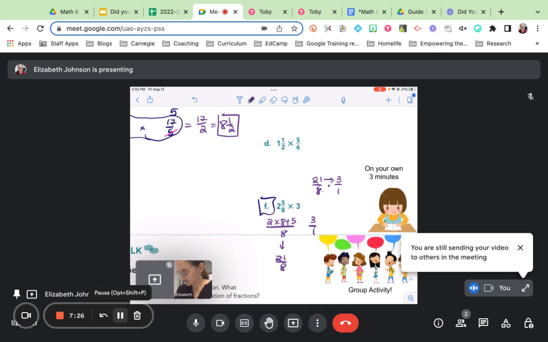21 times 3 and 8 times 1. 21 times 3 is 63 and 8 times 1 is 8. I don't really want to leave it like that. I would rather have a mixed number. There's nothing wrong with an improper fraction. Don't get me wrong. But I'm going to go ahead and see how many times 8 goes into 63. 8 times 7 is 56. And then I have 7 left over. So this will be 7 and 7/8. The same process, just a little bit easier because I didn't have to write 3 as an improper fraction. I just wrote 3 over 1.